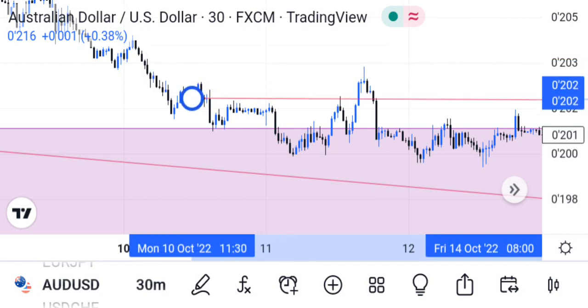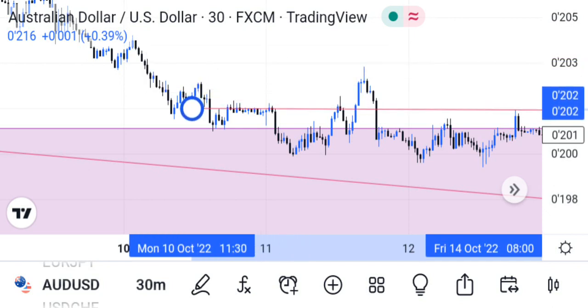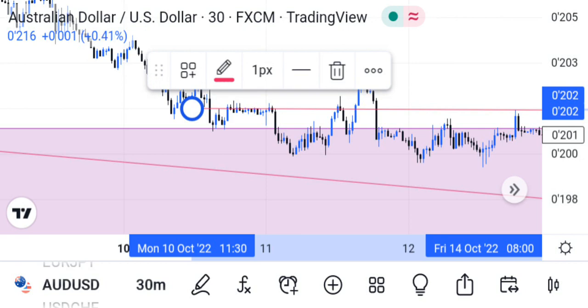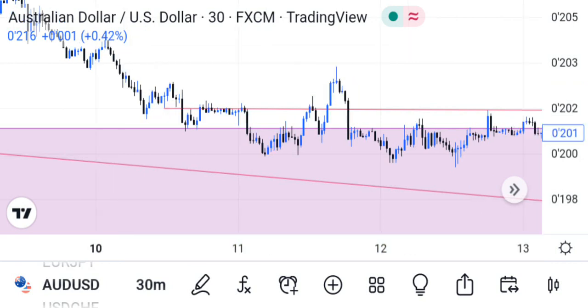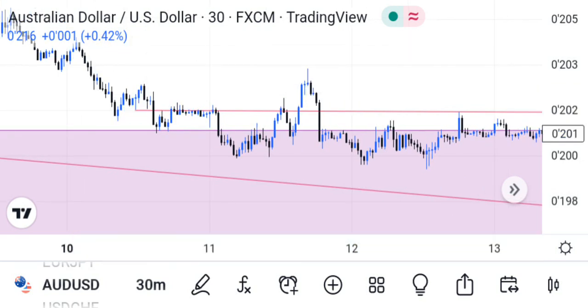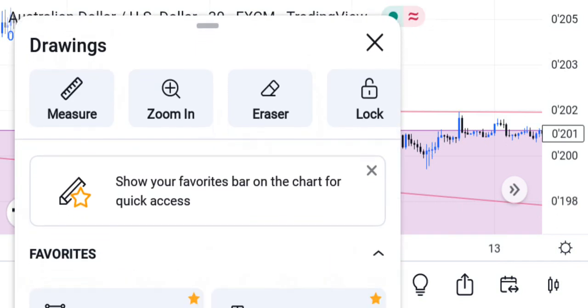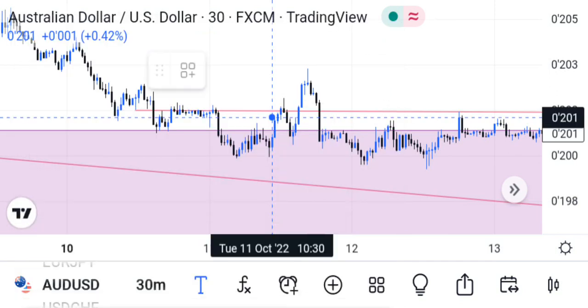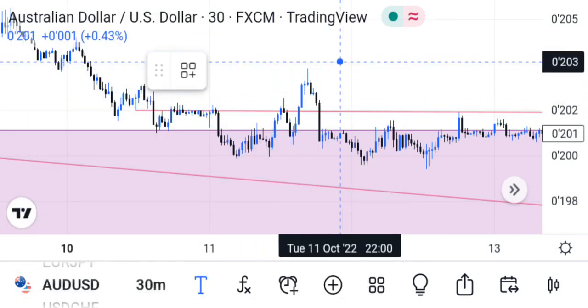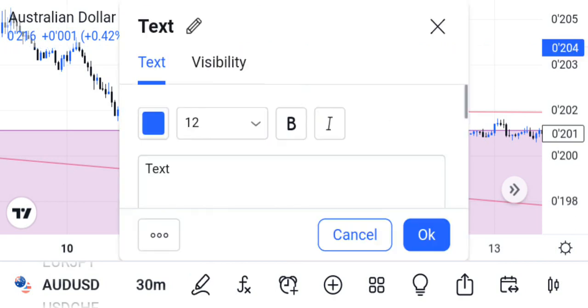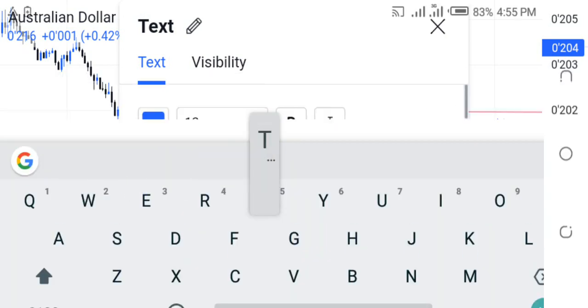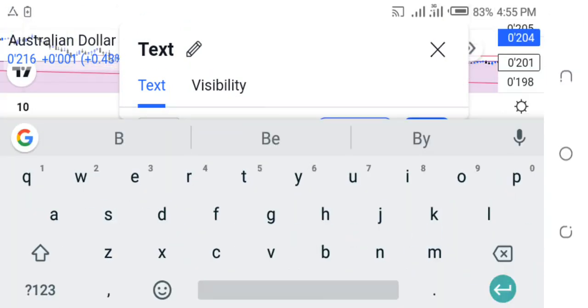This was a break of structure because this was the last institutional candle. This was the last candle that took price to the what, downside, and all of a sudden it was broken. Now let me text this out. Break of structure.